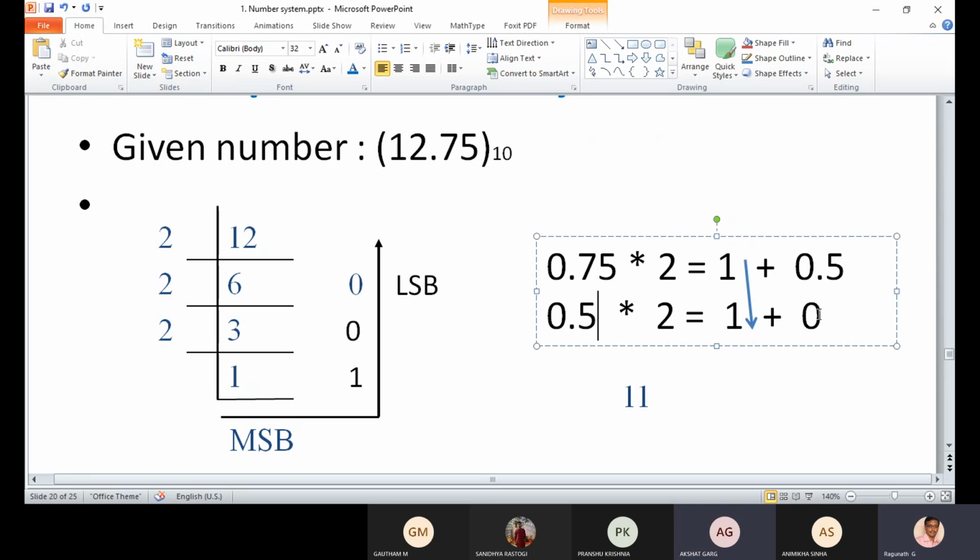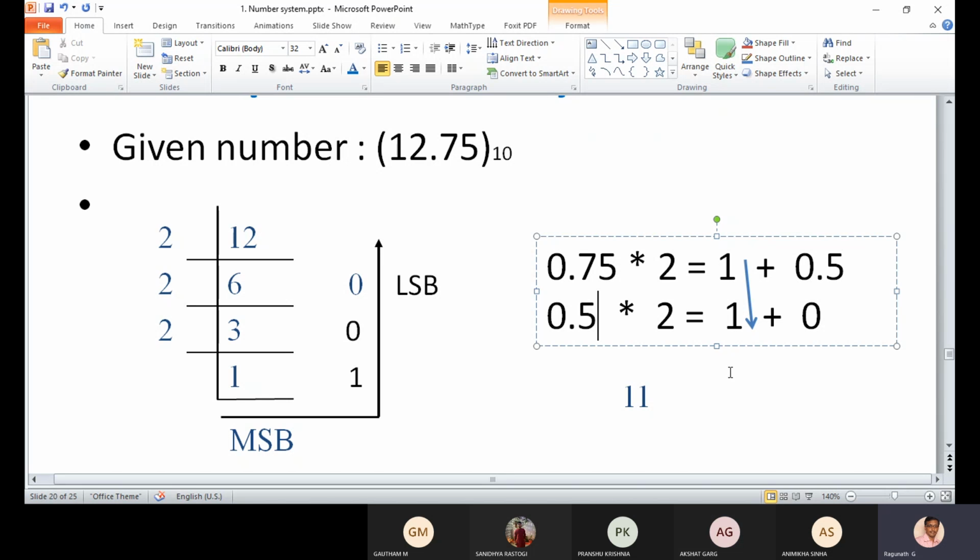What's the reason? The multiplication result has a fractional part of 0. Am I correct? So when do we stop this process? When the fractional part becomes 0. So please make a note. Fractional part, what do you have to do? You have to multiply by the base value of the destination number system and note down the result. For the next iteration, you have to take only the fraction of the previous stage and repeat the same step till the fraction part reaches 0.